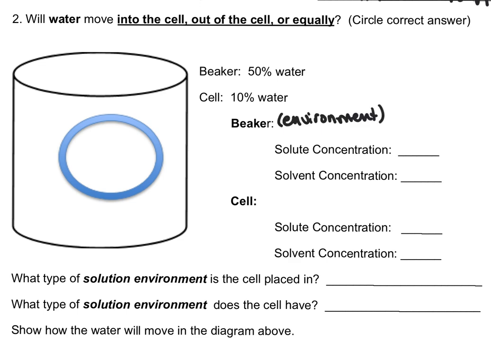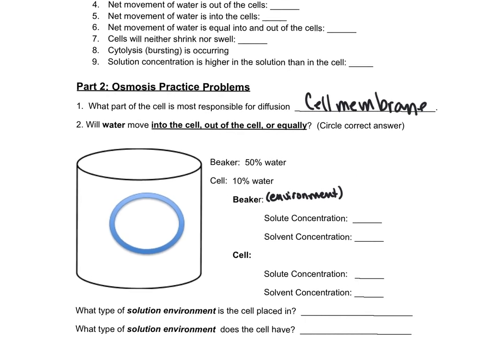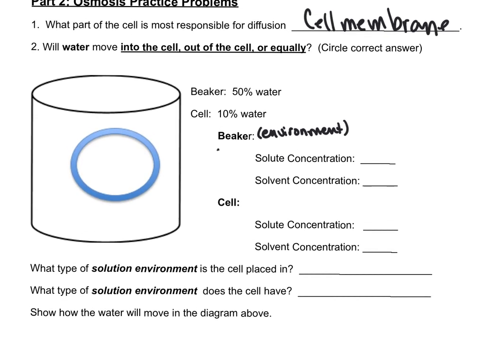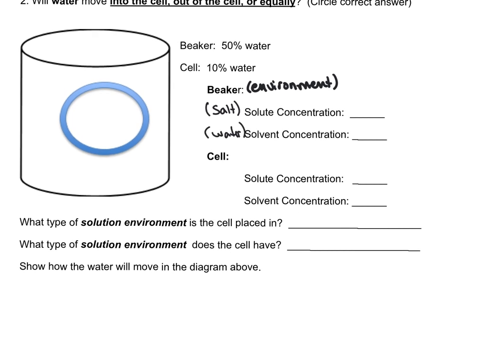we want to look at two things, the solute concentration. So let's just say our solute in here is going to be salt. And my solvent is going to be water, okay? Same thing here. In my cell, it's going to be solute and then water solvent. So it gives us a prompt here. It says in the beaker, we end up having a 50% water. So my solvent is 50%. And then in the cell, my solvent is 10%.